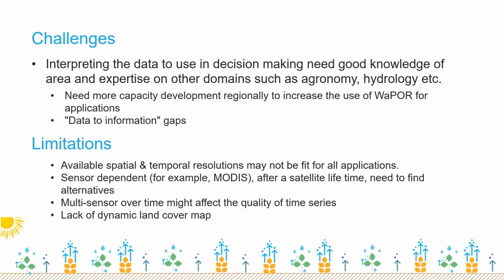Further limitations are the right spatial and temporal resolution for specific applications. Some of the sensors may not continue to collect data, and alternatives need to be found. Switching these sensors over time may affect the quality and consistency of the time series. And finally, a lack of a dynamic land cover map has various implications on the quality of the data.